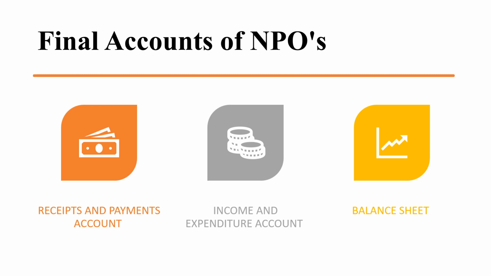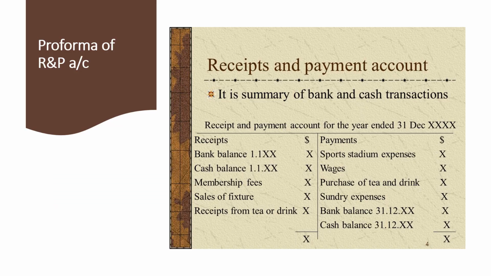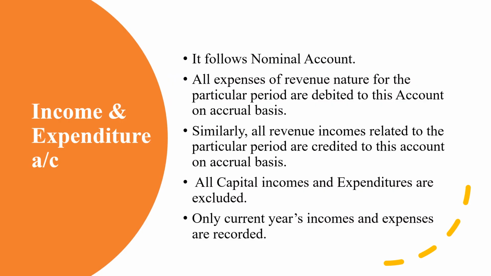We have already discussed what a receipts and payments account is in our previous video. In the current video we will stress on the income and expenditure account. If we look at trading concerns, the final accounts comprise the trading account, P&L account and the balance sheet. When we come to NPOs, it is the receipts and payments account, income and expenditure account and the balance sheet. So coming to the income and expenditure account, this account is similar to the P&L account of the trading concerns.